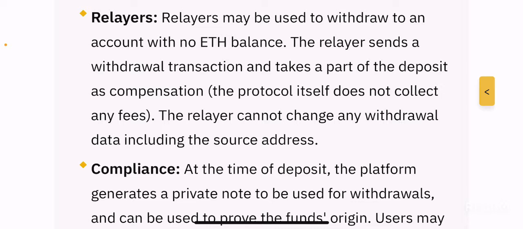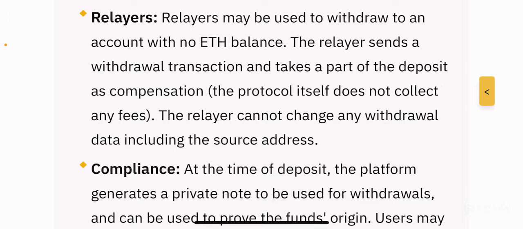Relayers may be used to withdraw to an account with no ETH balance. The relayer sends a withdrawal transaction and takes a part of the deposit as compensation. The protocol itself does not collect any fees. Again, that's a very important point that we'll look into right now. The relayer cannot change any withdrawal data, including the source address.